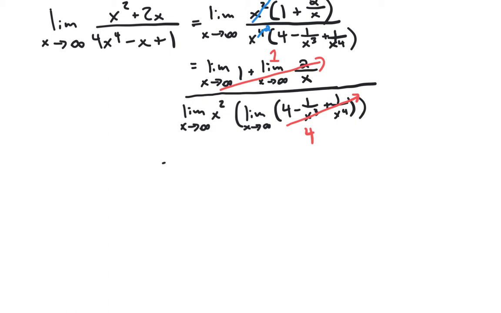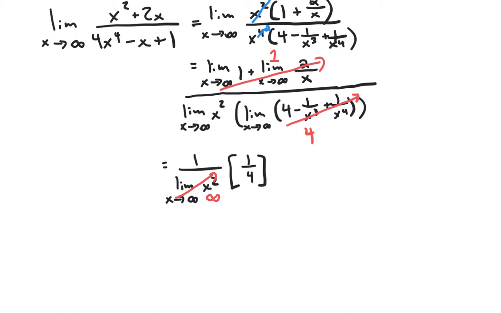But the whole thing is we have the following now. We have 1 over the limit as x approaches infinity of x squared times 1/4. But we know as x grows, x squared grows as well. So this becomes infinity. And thus, this limit goes to infinity.